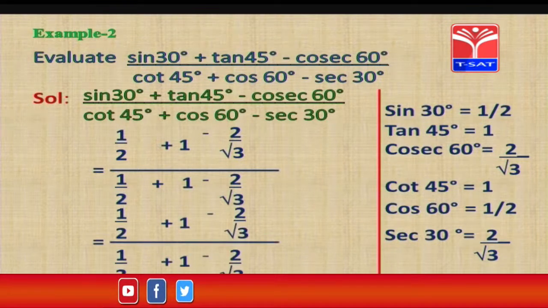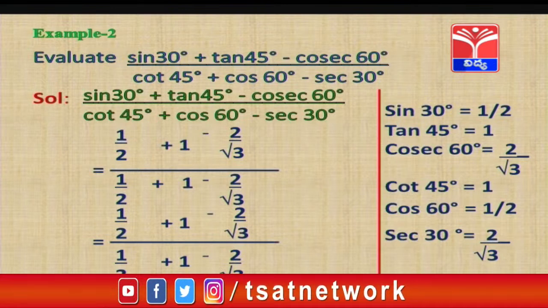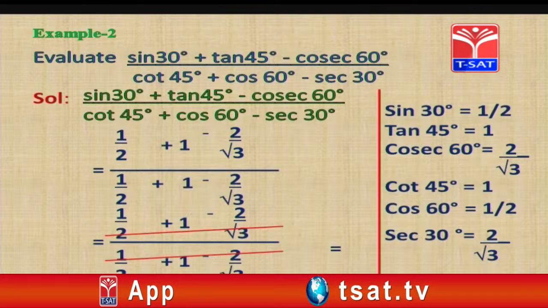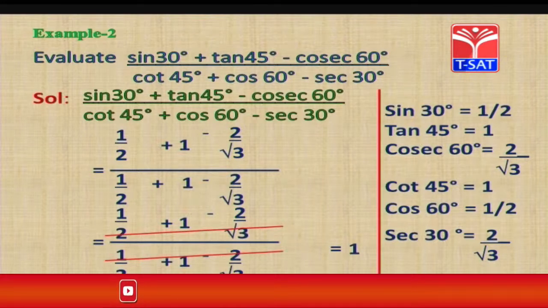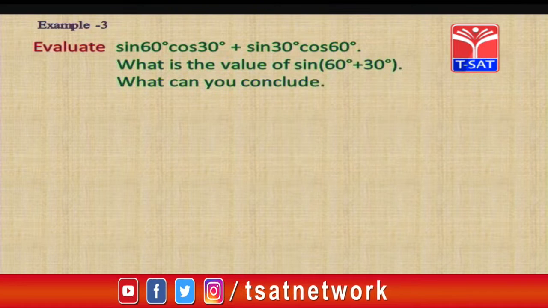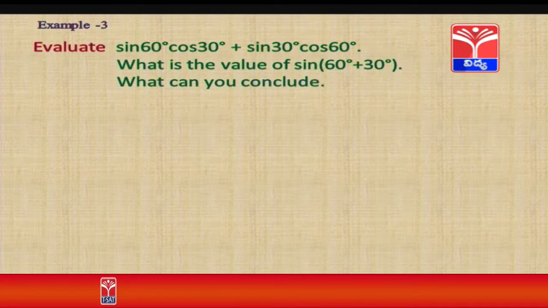So, what can I do here? Here I have a chance to cancel both numerator and denominator on the whole. That means, please see. So, when I cancel the numerator and denominator on the whole, I will be getting the answer as 1. So, the ultimate answer is 1 here. So, for you we have one more example. Example 3, evaluate sin 60 degrees into cos 30 degrees plus sin 30 degrees into cos 60 degrees.